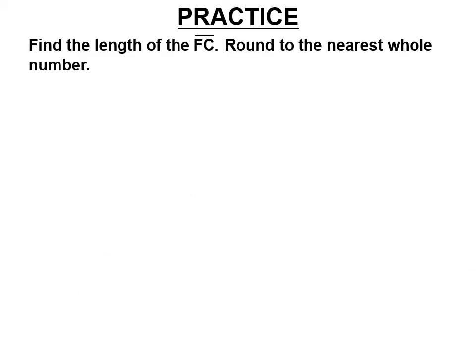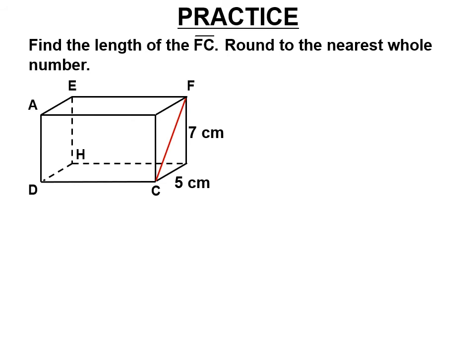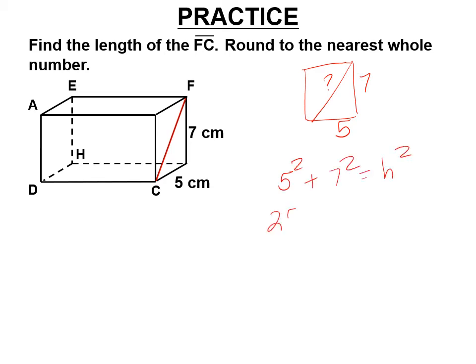All right, let's practice. In 3 dimensions, hopefully you're looking at the side of this box, and you see that this side is 7 centimeters and this is 5, and we're trying to find that one. So those are legs. 5 squared plus 7 squared equals hypotenuse squared. That's 25. That's 49. 25 plus 49 is 74. And so 74 equals h squared.